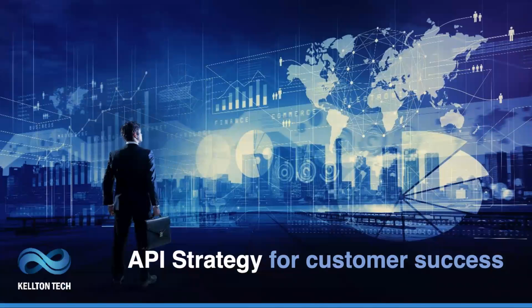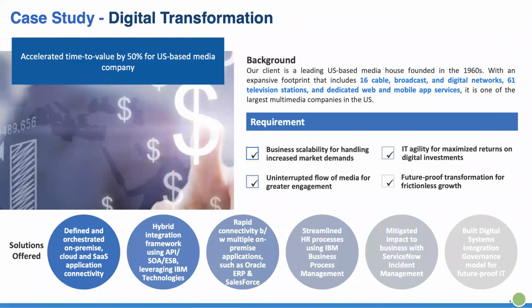But before we get to the detailed plan on some of the levers that we touch upon in API strategy, I would like to quickly discuss some of the success stories that Kellton had with a few customers in applying portions of such strategy. Here in this use case, a US-based television company, a large company, has 16 cable channels and broadcast digital networks.